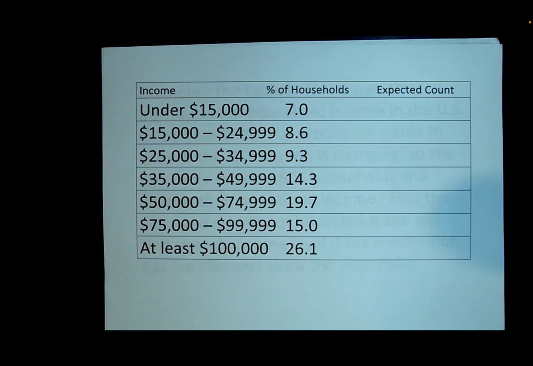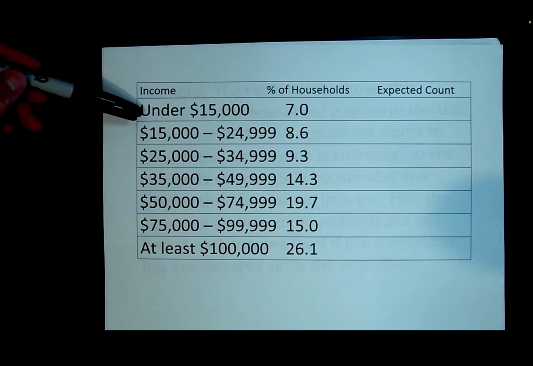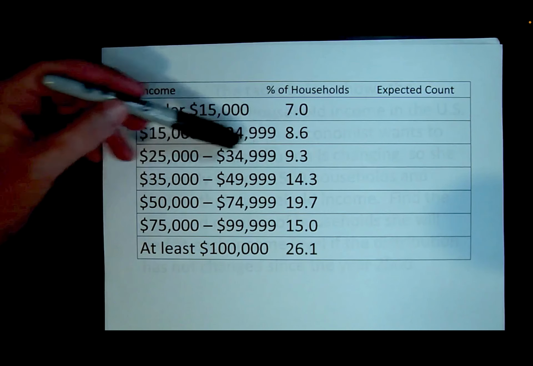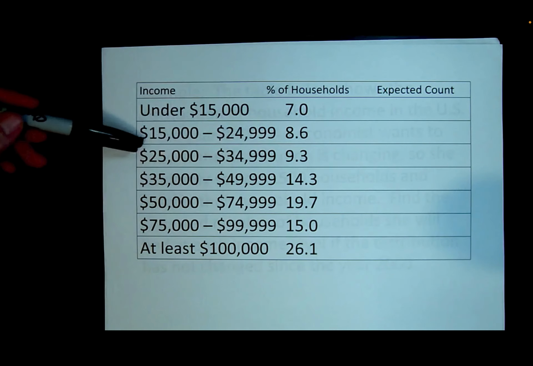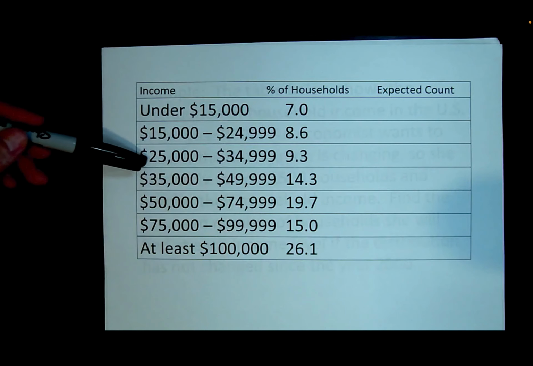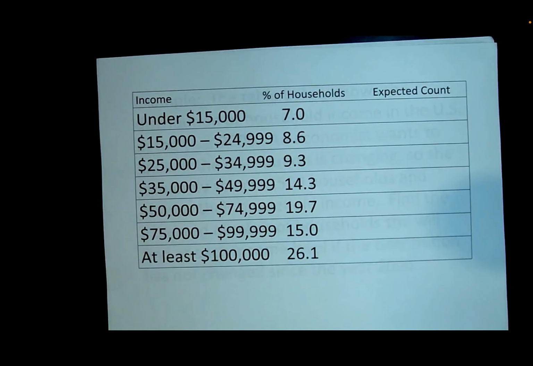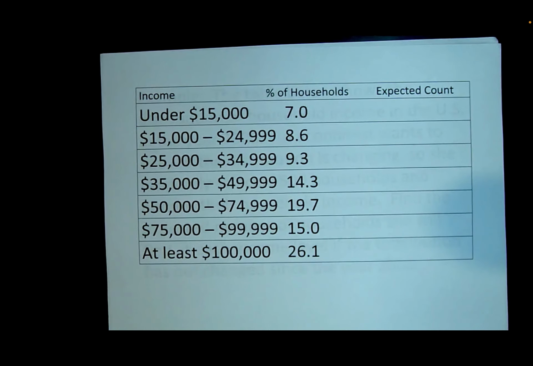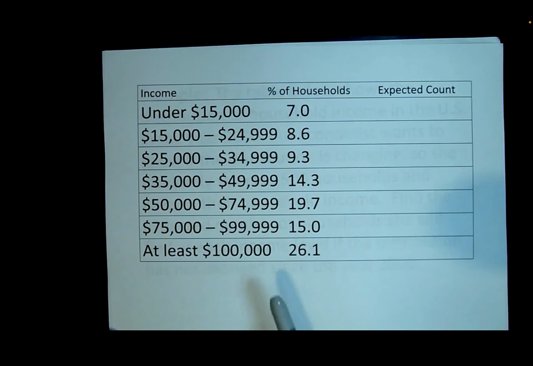Anyway, so based on data from the year 2000, 7% of households had under $15,000 worth of income, 8.6% of households were in this category, 9.3% of households were in this category, etc. And again, an economist wants to know if currently the distribution is different than this. So she has randomly selected 1,500 households.